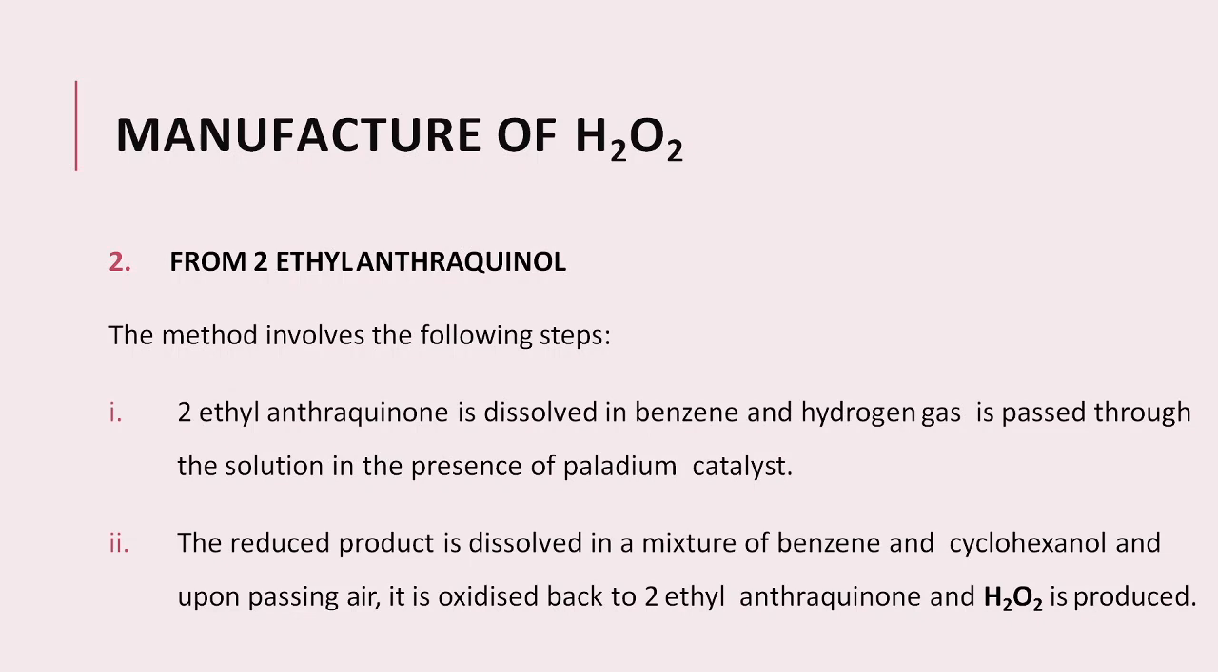Here two steps are there in this formation, where 2-ethyl anthraquinone is first dissolved in benzene, and hydrogen gas is passed through it in the presence of palladium, which acts as a catalyst. After the first step, whatever product is obtained is again dissolved in a mixture of benzene and cyclohexanol, and when air is passed through it, we get the product hydrogen peroxide along with 2-ethyl anthraquinone.